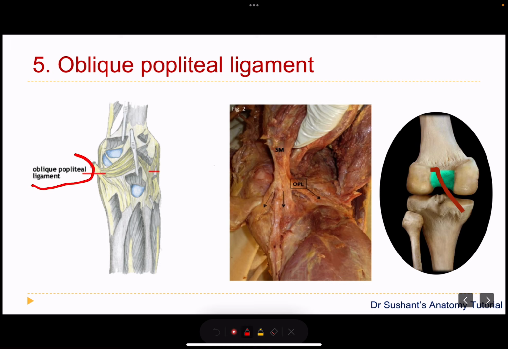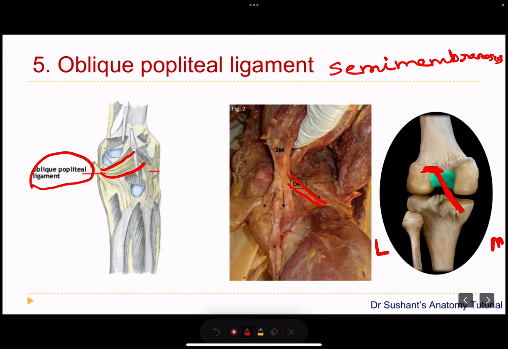Next, let us talk about the oblique popliteal ligament. So what is the oblique popliteal ligament? This one right here is the oblique popliteal ligament, which can be seen here also. The oblique popliteal ligament is an expansion from the insertion of the semimembranosus muscle. It extends upwards and laterally from the posterior surface of the medial condyle of the tibia. So this is lateral, this is medial, and this structure represented here is the oblique popliteal ligament. It extends upwards and laterally from the posterior surface of the medial condyle of the tibia to the lateral part of the intercondylar line of the femur, and it blends with the posterior surface of the fibrous capsule.